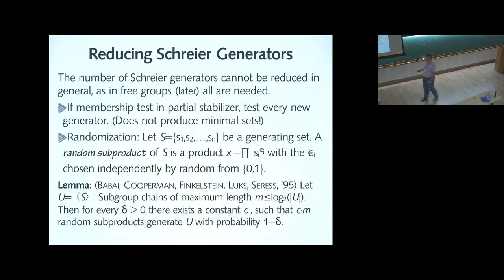And one can show, if one does this randomly, that with high probability just a few of these random subproducts would generate the subgroup, and this can be used to very strongly reduce the number of these generators. These two ideas are used for working with permutation groups.